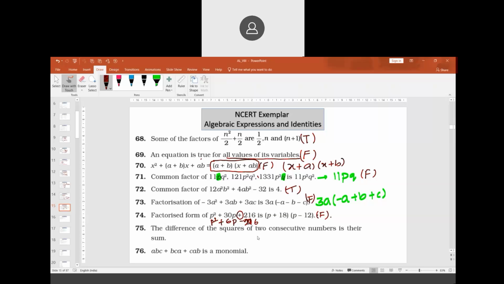Sir, arithmetic is also in the paper. 3 square minus 2 square will be 5. The difference of consecutive numbers' squares is the same: 103 square minus 102 square. 2 square and 3 square, 4 square and 5 square. These are consecutive numbers, sir, not other numbers.